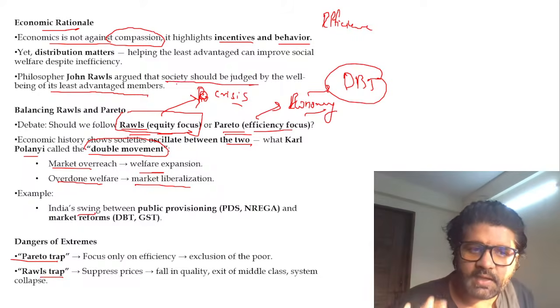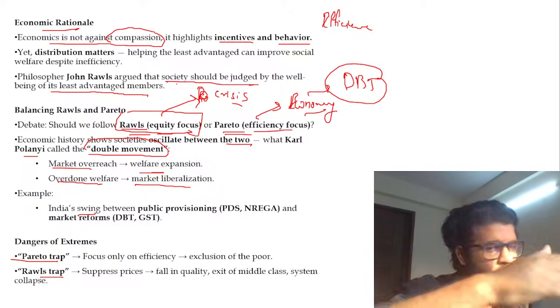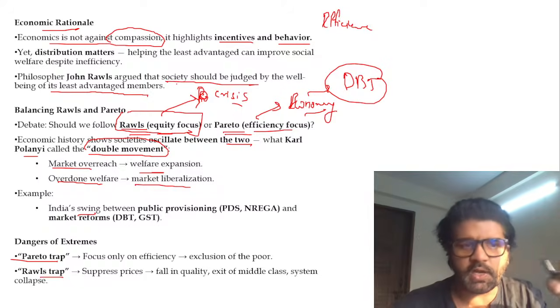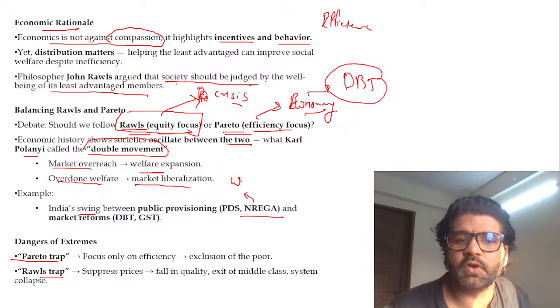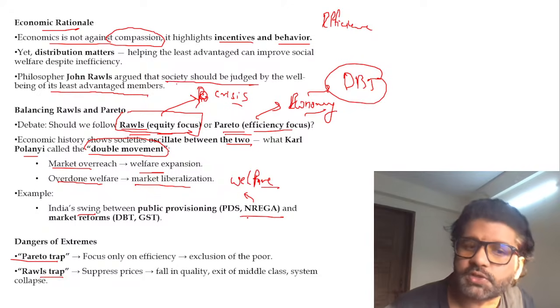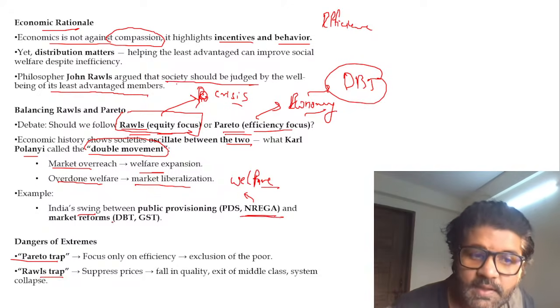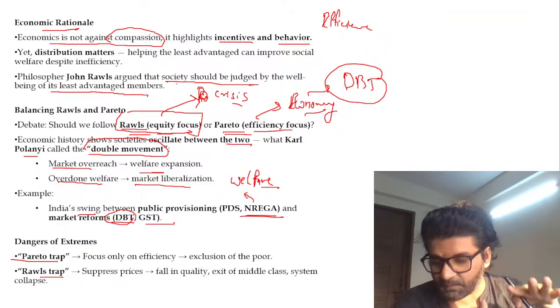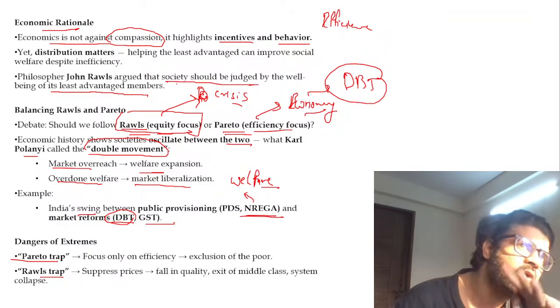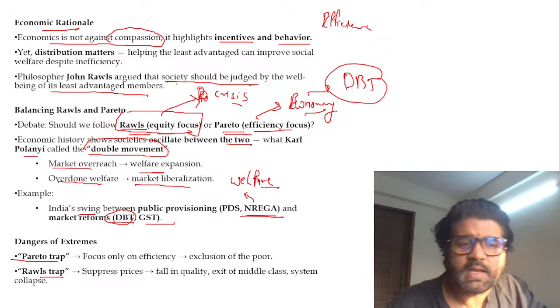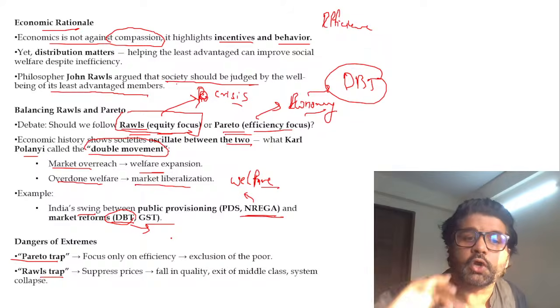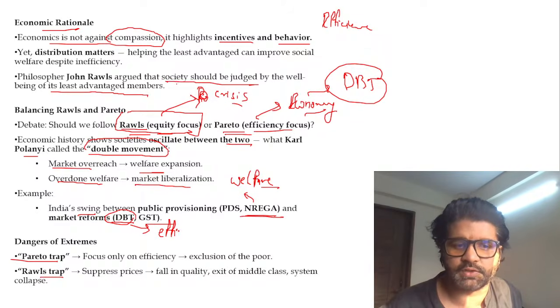So India does exactly the same thing, the double movement. Focus between welfare approach as well as efficiency approach. So PDS, NREGA, these are examples of welfare approach. Public distribution system, right to work in rural areas. On the other hand, direct benefit transfer, and when we are talking about GST, these are examples of market reforms, the things which are happening in the market, how they are plugging leakages. Direct benefit transfer, you're removing ghost beneficiaries, so you're focusing on efficiency.